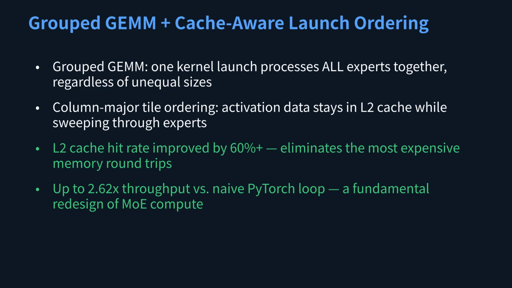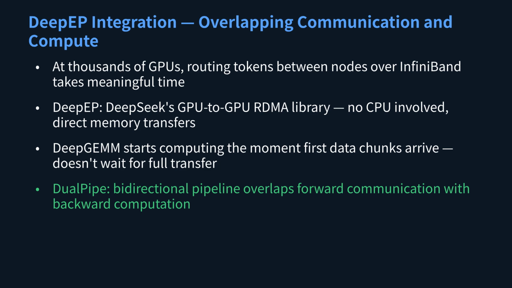That's not a minor optimization, that's a fundamental redesign of how MoE computation works. At the scale DeepSeek operates, thousands of GPUs across multiple nodes, sending tokens between GPUs over the network takes time. DeepSeek built a companion library called DeepEP to handle this, using direct GPU-to-GPU transfers over InfiniBand without any CPU involvement.